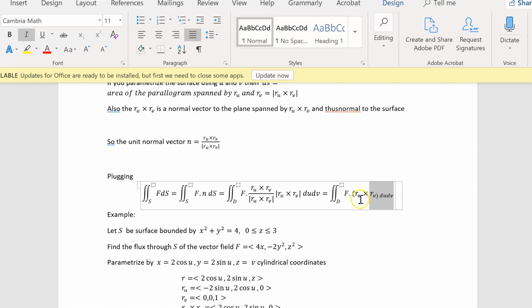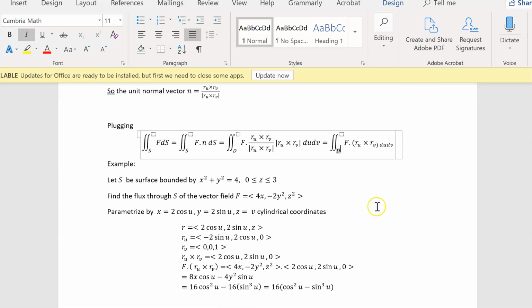And then that's a vector. F is a vector. Then you take the dot product between those two, and that's what you actually integrate on the region formed by the parameterization, which is in the uv plane, right? And that's a double integral in the uv plane.